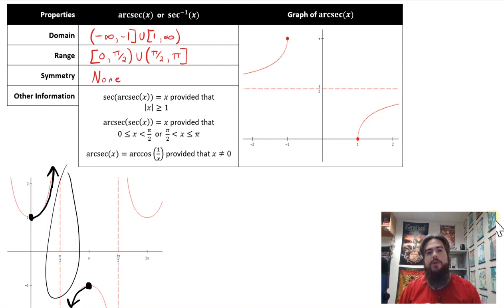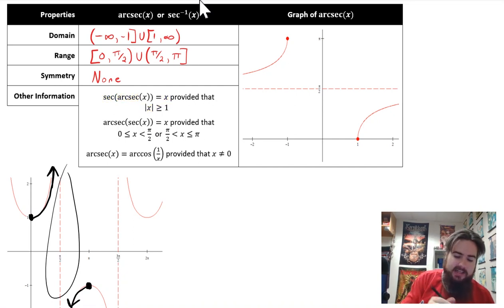In terms of the other information, it's going to be a repeat of the content from arc cosecant. If you take secant of arc secant, that will give you x so long as that input of arc secant actually defines a realistic triangle. For, in this case, hypotenuse over adjacent, that has to be more than 1 or less than -1 technically. You cannot have anything between 1 and -1, as that would imply the hypotenuse is too small.